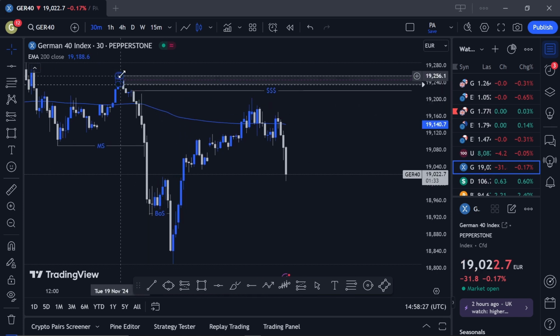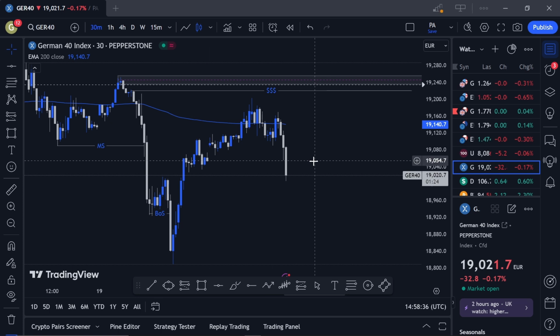Take a look. Here is my level right here. Look at how close the market came and then started selling off. Still, I'm not going to take it. I'm still going to hold on to this level until the market comes back to it. Now, you also know this as well. So this is very important for you.